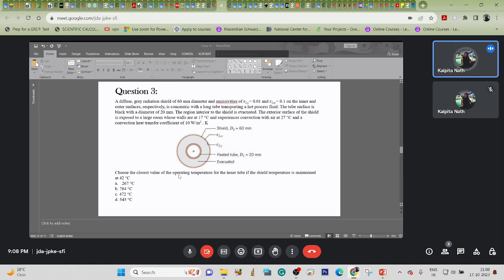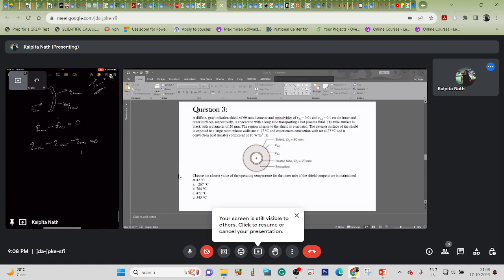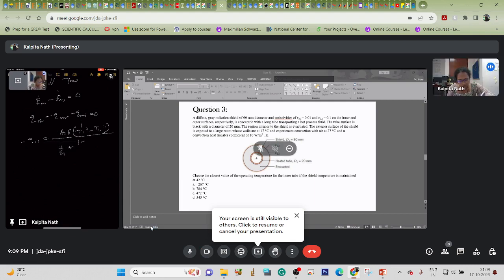Okay, so let us solve this now. Connect the writing pad. So first, Q12 is equal to A1 sigma (T1 to the power 4 minus T2 to the power 4) upon 1 upon epsilon 1 plus (1 minus epsilon 2 upon epsilon 2) times D1 upon D2.